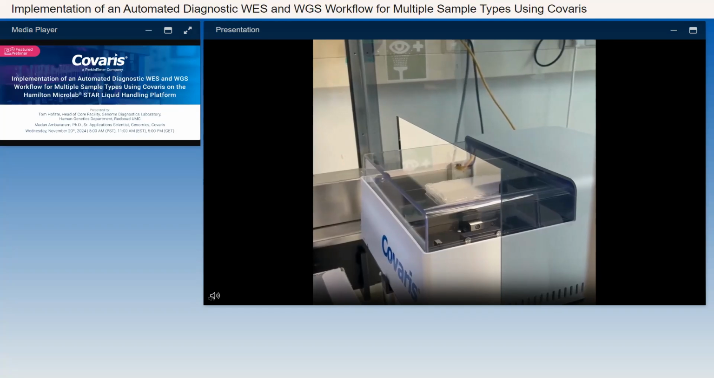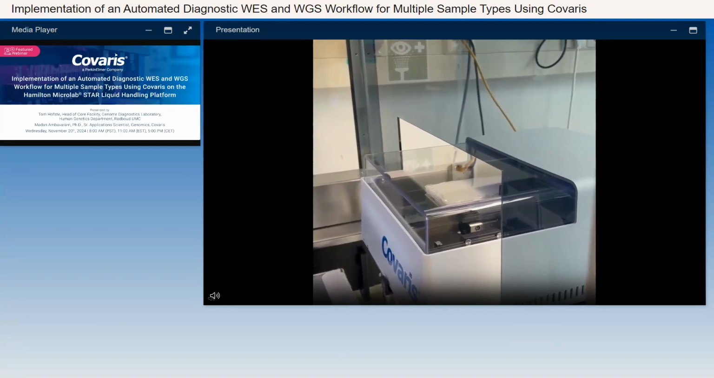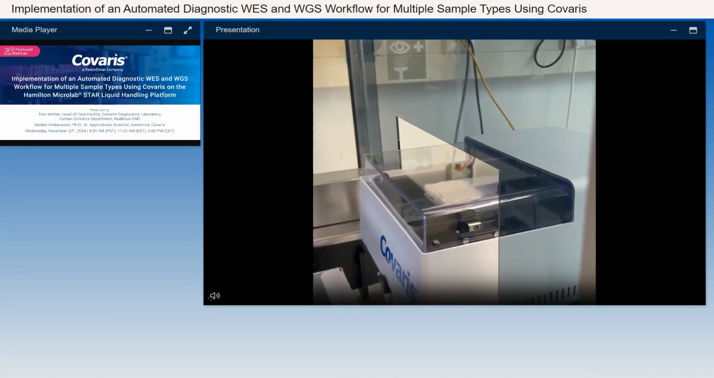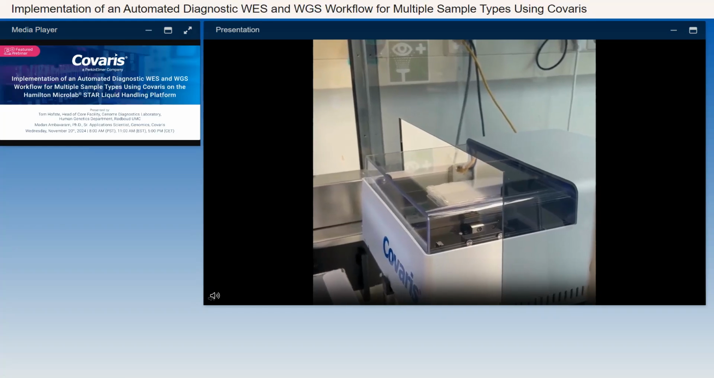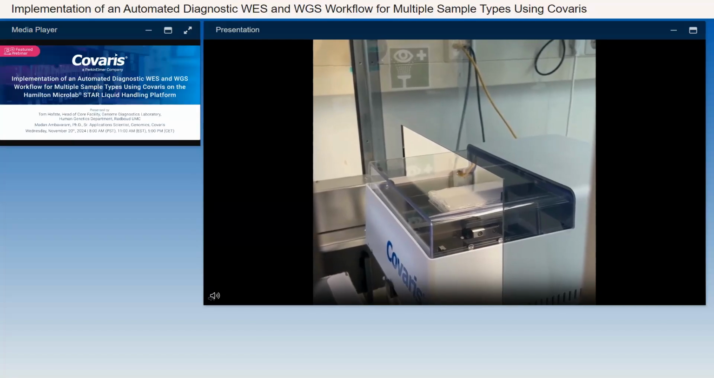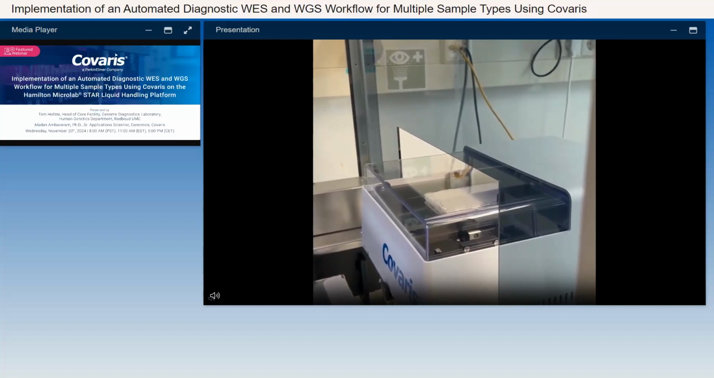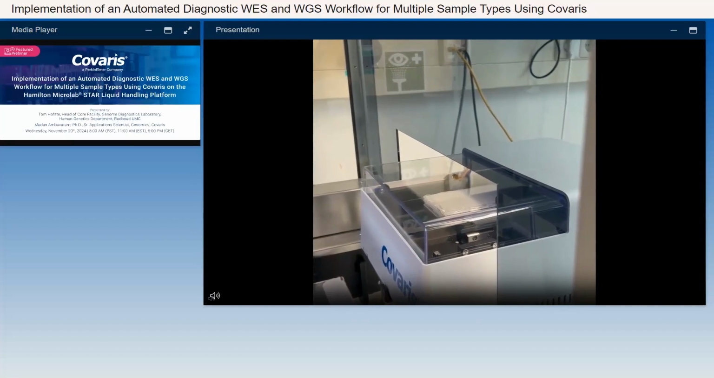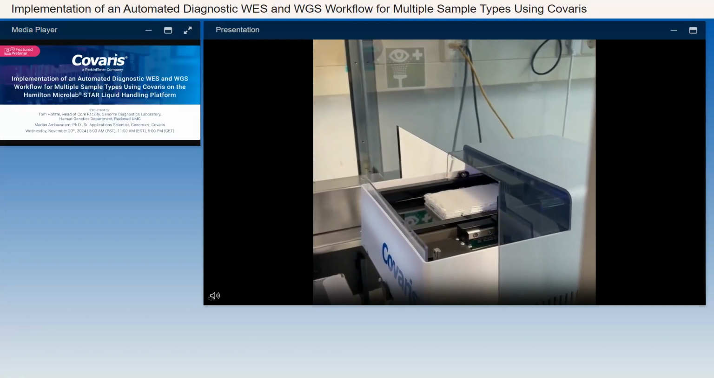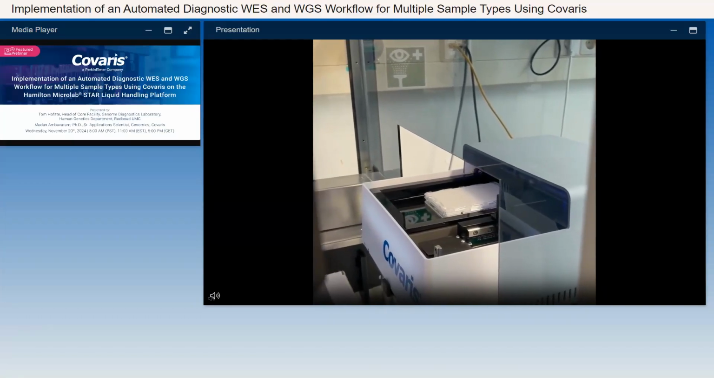The plate is now in the Covaris R230, and you see the movement, and you also hear the sound the Covaris is making. And when this is finished, the lid of the Covaris will open automatically, and the robot is able to pick up the plate out of the Covaris and bring it back onto the deck of the Hamilton Starlet.